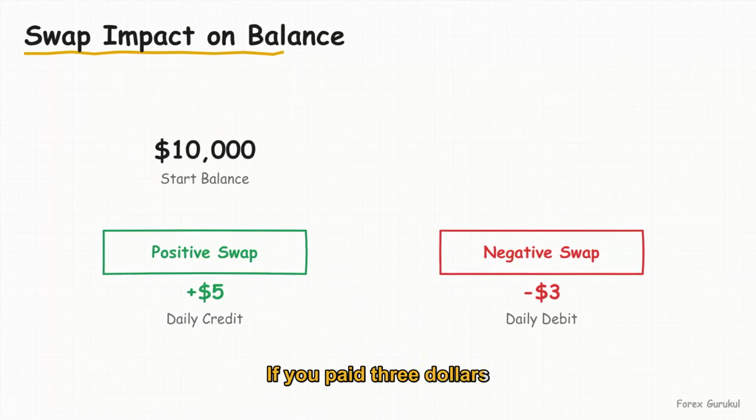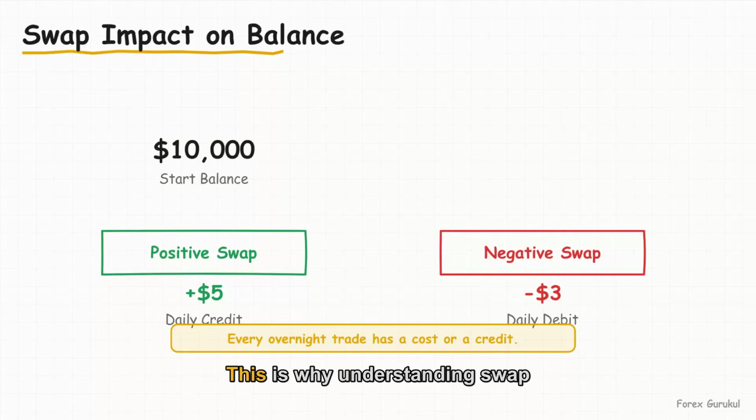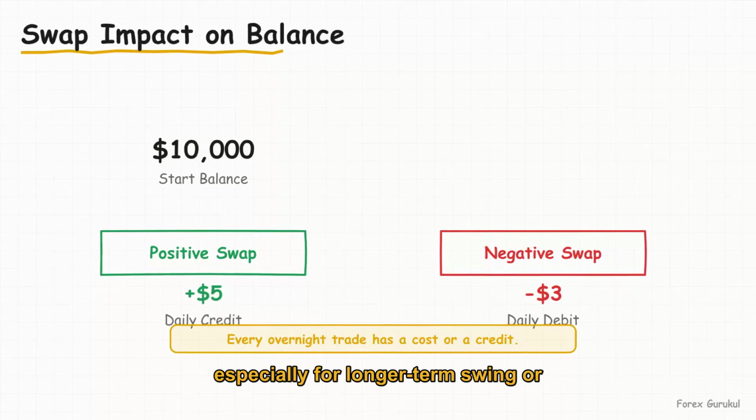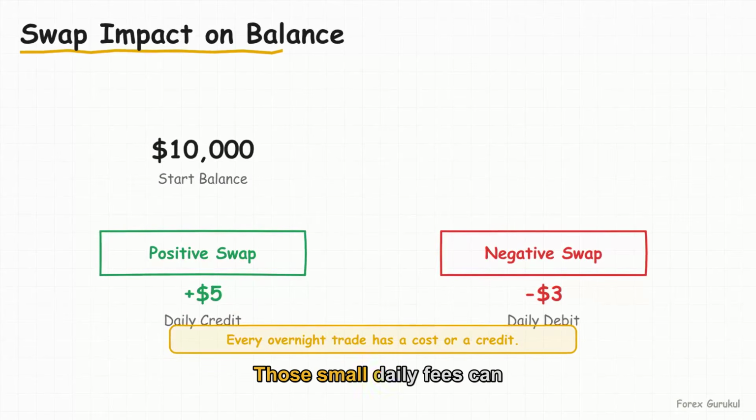If you paid $3 in negative swap, your balance decreases by $3 overnight. This is why understanding swap fees is crucial, especially for longer-term swing or position traders who hold trades for multiple days or weeks. Those small daily fees can really add up. The part that actually saves your account is next, by making sure these fees don't sneak up on you.